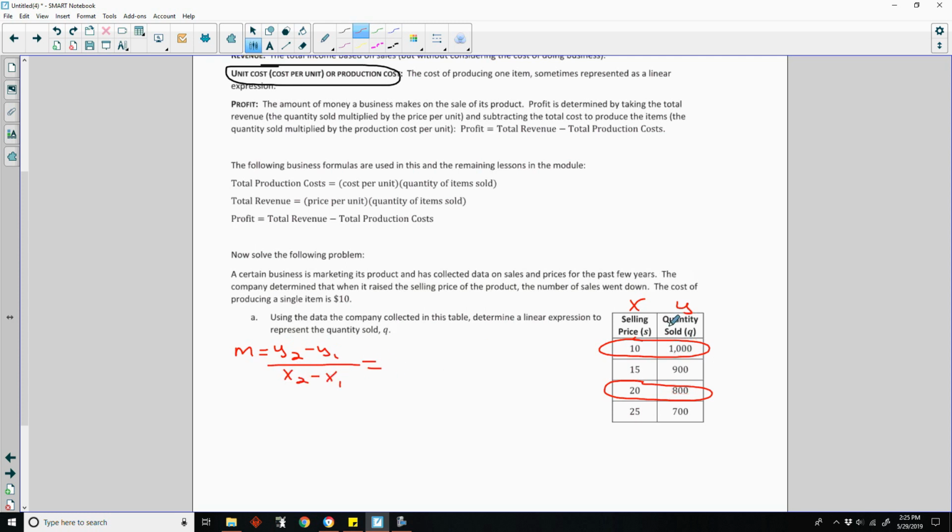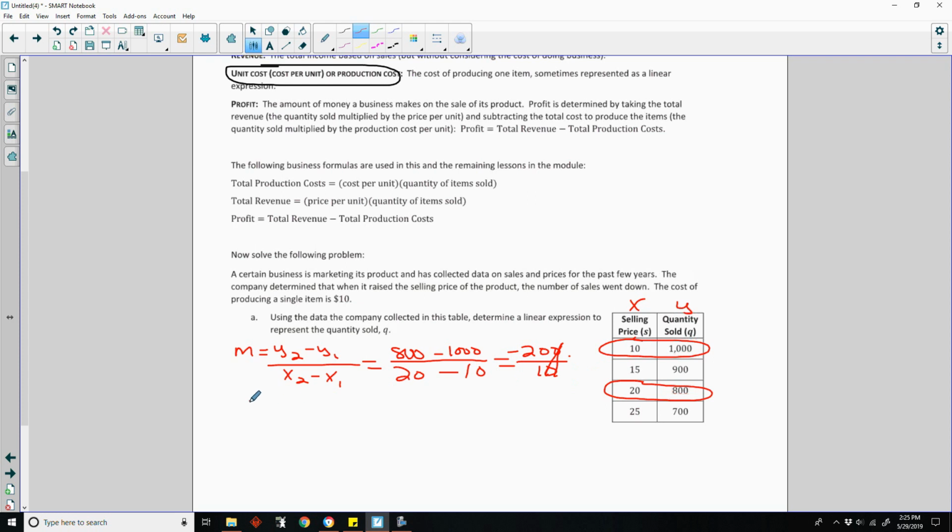So in this case, our y2 is 800 minus y1, which is 1,000, divided by x2, which is 20, minus x1, which is 10. So 800 minus 1,000 is 200 negative, divided by 20 minus 10, which is 10. Reduce this, and we get negative 20.